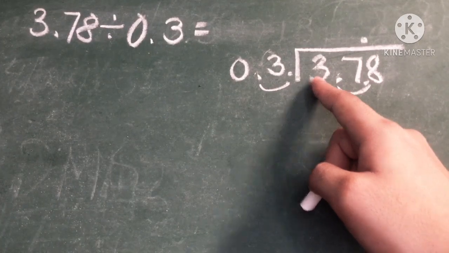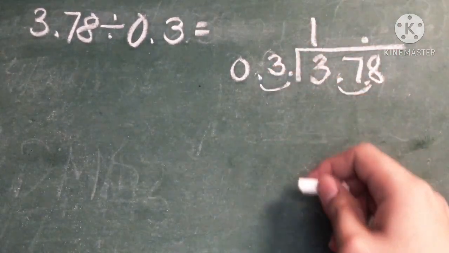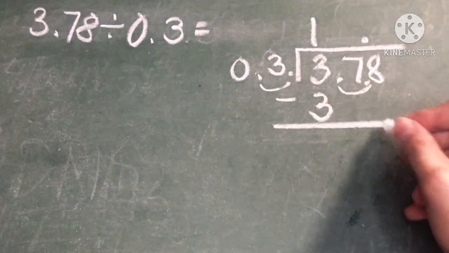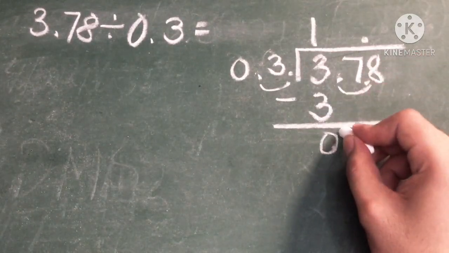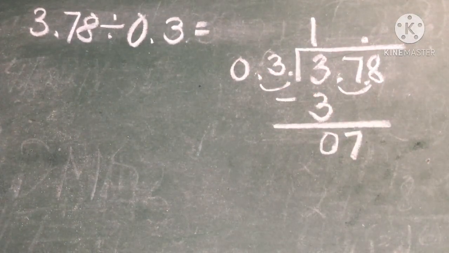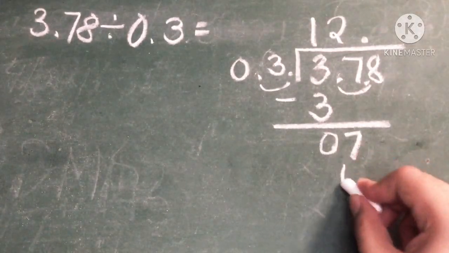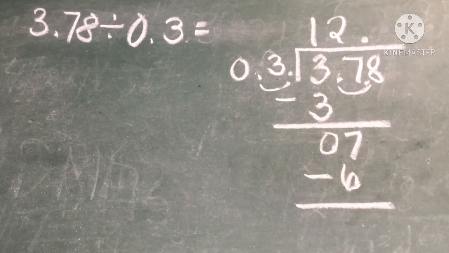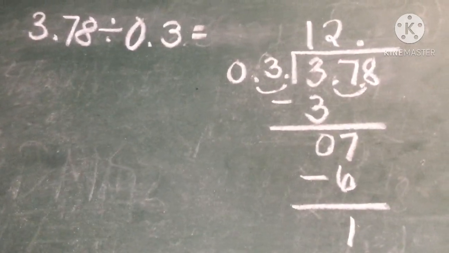So, 3 divided by 3 is equal to 1. 1 times 3 is equal to 3. Then, subtract. 3 minus 3 is equal to 0. Bring down 7. Then, 7 divided by 3 is equal to 2. 2 times 3 is equal to 6. Then, subtract. 7 minus 6 is equal to 1. 0. Okay, pwedeng hindi na natin isulat pag 0.